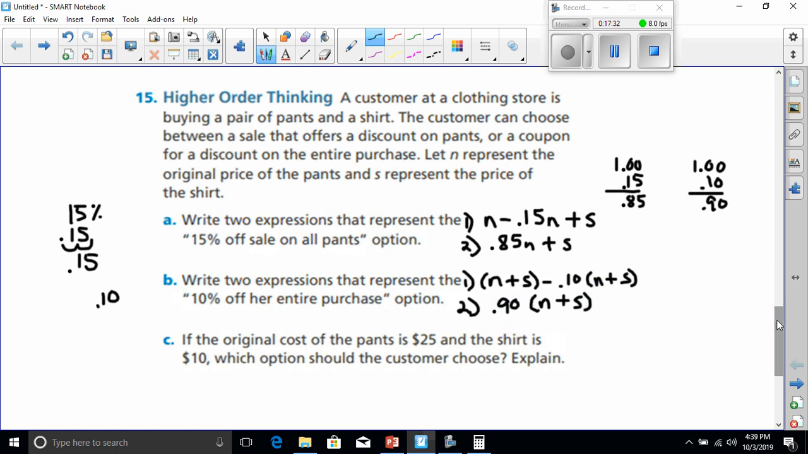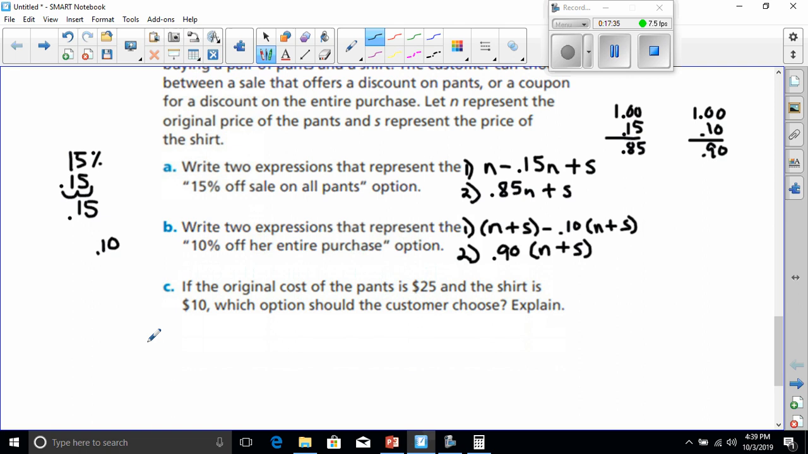All right, C says that if the original cost of the pants is $25 and the shirt is $10, which option should the customer choose? So we're going to plug it into both of these formulas. I'm going to use the smaller one here instead of using the bigger formula. So the first one is 0.85 N, so I can say 0.85. Well, the pants were N, so that would be 0.85 times 25. And then we would add the price of the shirt, and they said the shirt is $10.